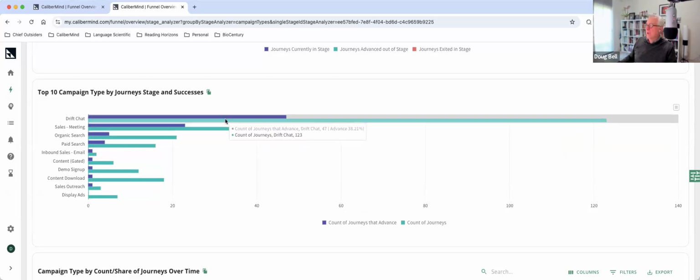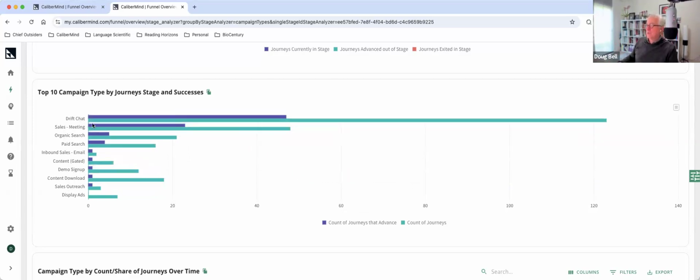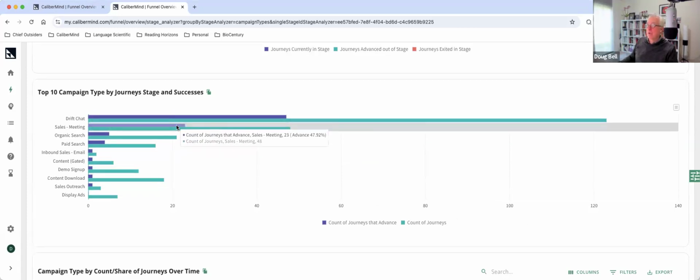So I'm seeing that my hand raisers are really active. So end of the day, people are able to find the demo. So when this says drift chat, that means they're signing up for a demo. They're able to find it and they're using it quite effectively. What I'm also seeing here is that I'm getting a fair amount of contribution from paid search and organic search. And my sellers are doing a really good job of following up when it's appropriate to talk to other folks.